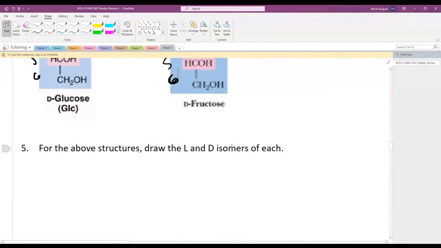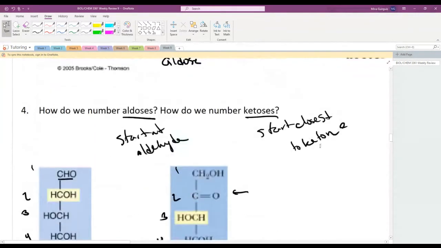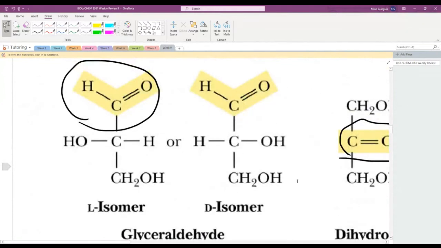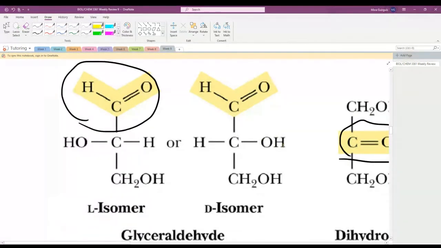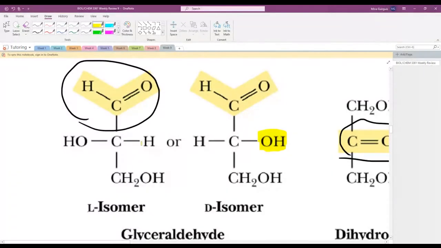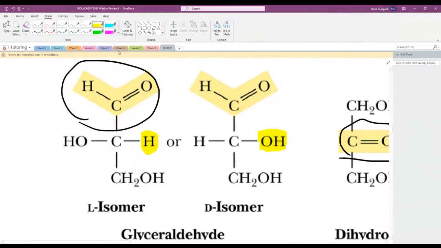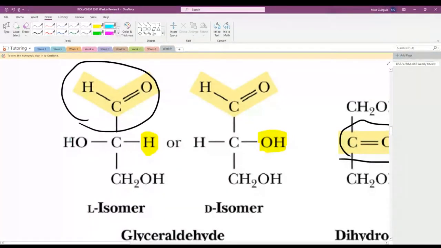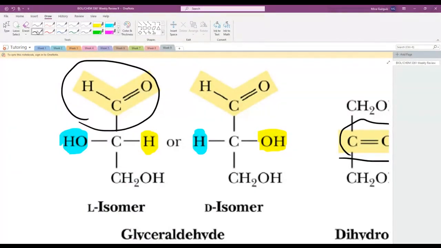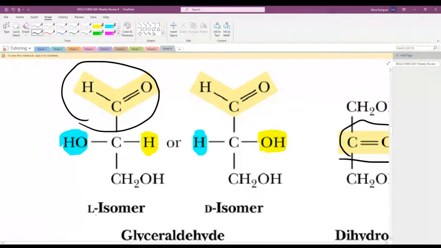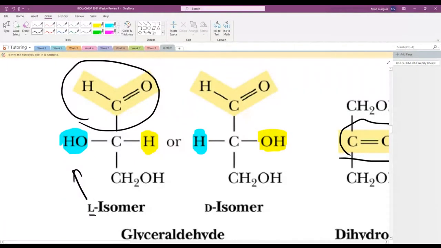Okay, so drawing the L and D isomers of each. I'm going to start up here because this has both of them. The biggest difference that we see between the L-isomer and the D-isomer of glyceraldehyde, really the only difference, is on the side there's an OH in the D-isomer. The L-isomer has an H on the right side, and then on the left you have the OH in the L-isomer and the H on the D-isomer. In other words, the way that I think of it is the L-isomer has the OH on the left, and the D-isomer has the OH on the right.